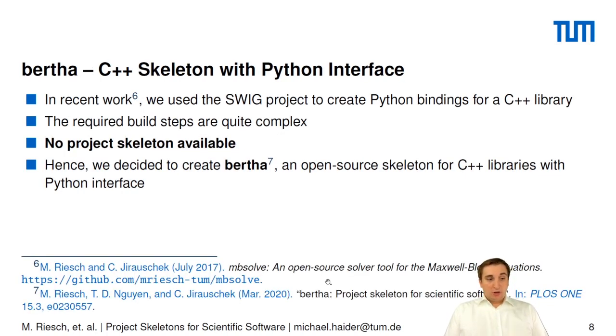In recent work, we used the SWIG project to create Python bindings for a C++ library, and we found that the required build steps in order to do so are quite complex. Then we were looking for a readily available project skeleton, and we did not find any that includes both a C++ library with a Python interface. And so we created Berta, which is open source and can handle and combine these two different programming languages: a highly performant compiled language and an interpreted scripting language like Python.